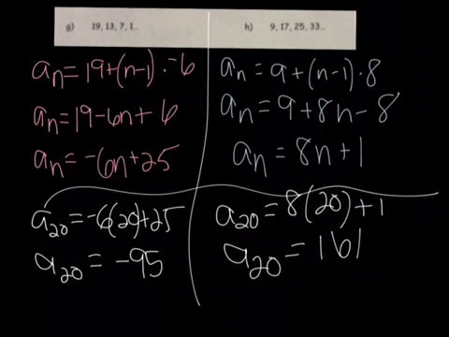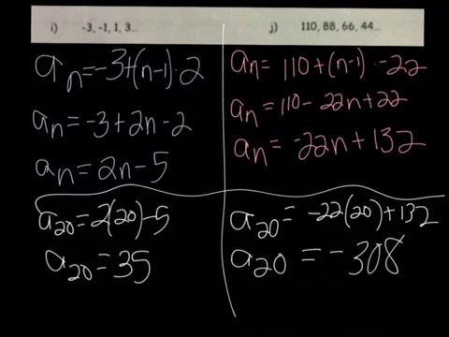Are you sick of 20 yet? We got 2 more to go here. Okay, those last 2. I, a sub 20 is 35, and J, a sub 20 is negative 308. You need to make sure all your notes are correct, or you are not going to get a homework assignment if your notes are not filled out.